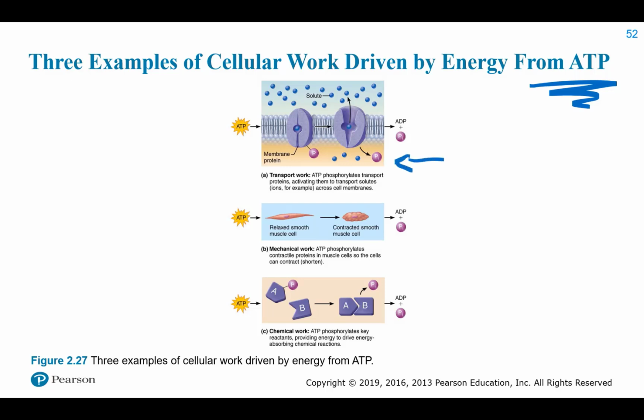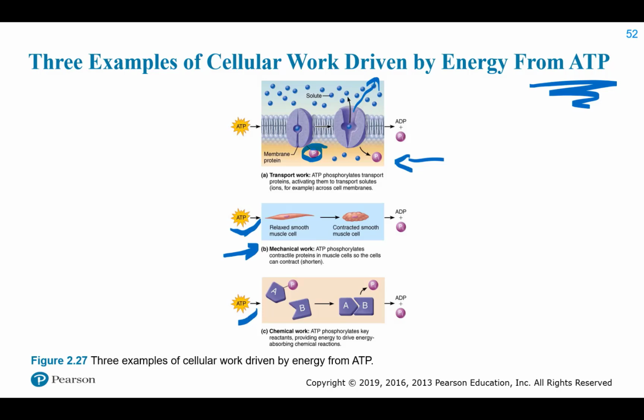So you can use ATP to change the conformation of proteins that are on the surface of cells, either to keep them closed or to open them up. And that allows stuff, in this case, to get out of the cell. So that's transport work. Now, you can use the energy of ATP to allow for muscle contraction. So that has to do with mechanical work.